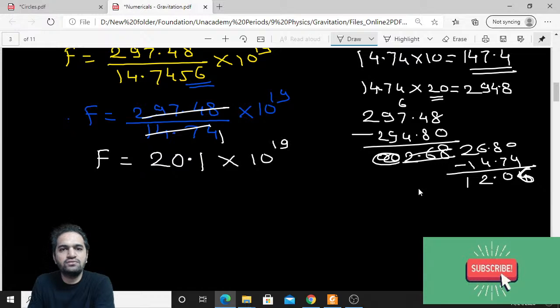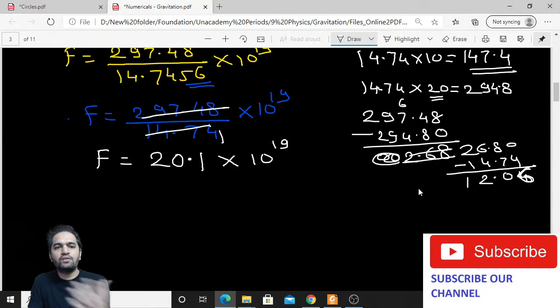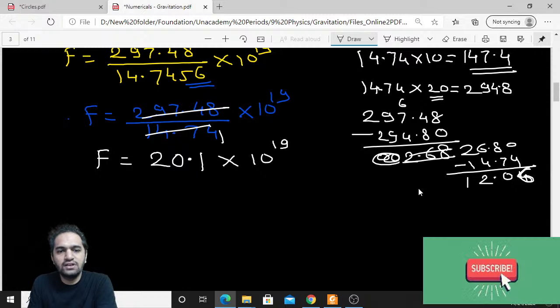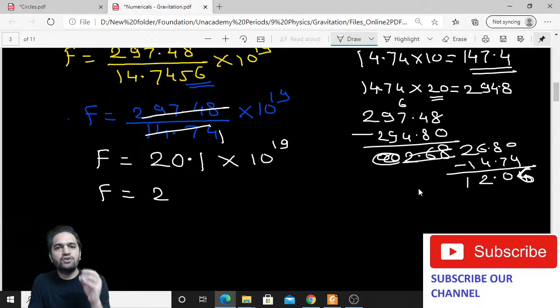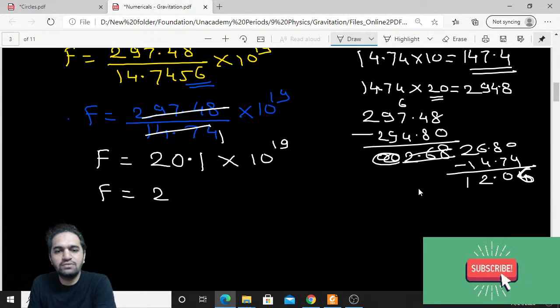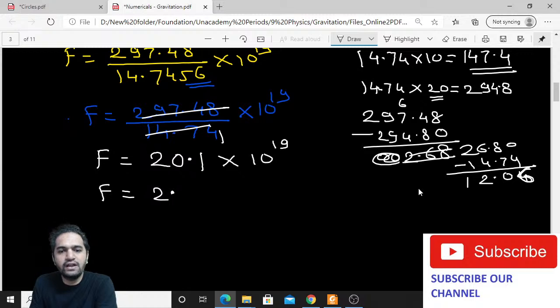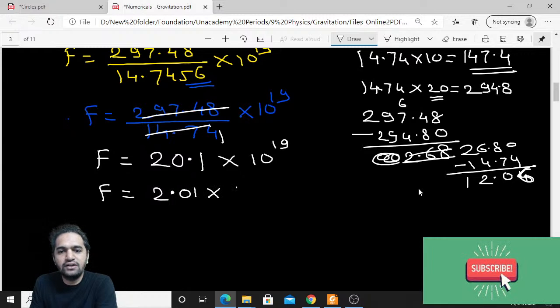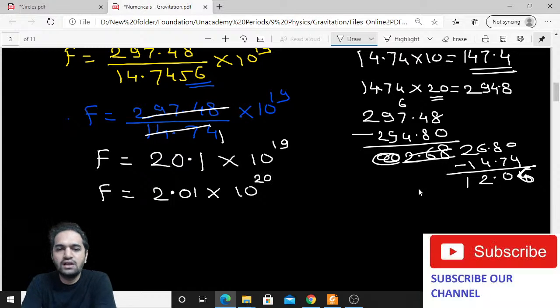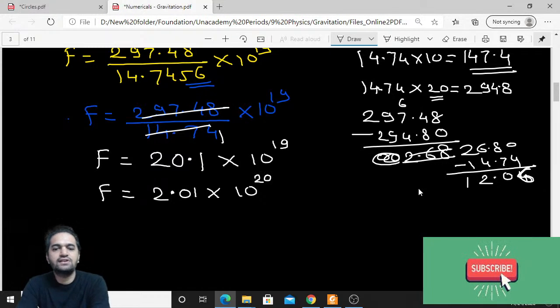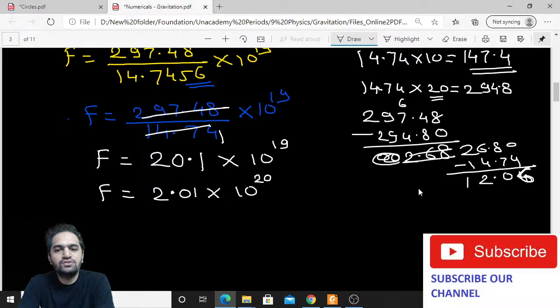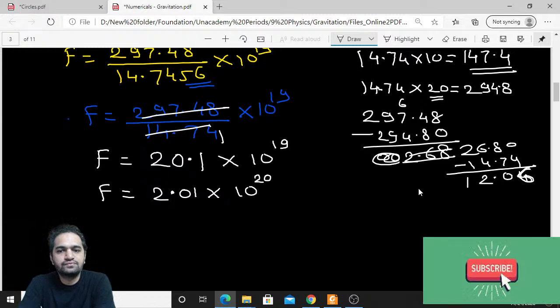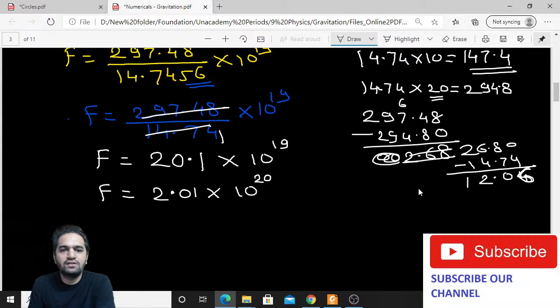That is more than sufficient, because the standard format which you have to write down in the exam is, you have to first write down the number, that is 2, whatever the number is, and you have to give the decimal immediately after the first number. So the standard format is 2.01 into 10 to the power how much then? 20. Are you understanding this? How I have done the calculation? So the final answer is 2.01 into 10 to the power 20. Are you understanding how it is supposed to be done?